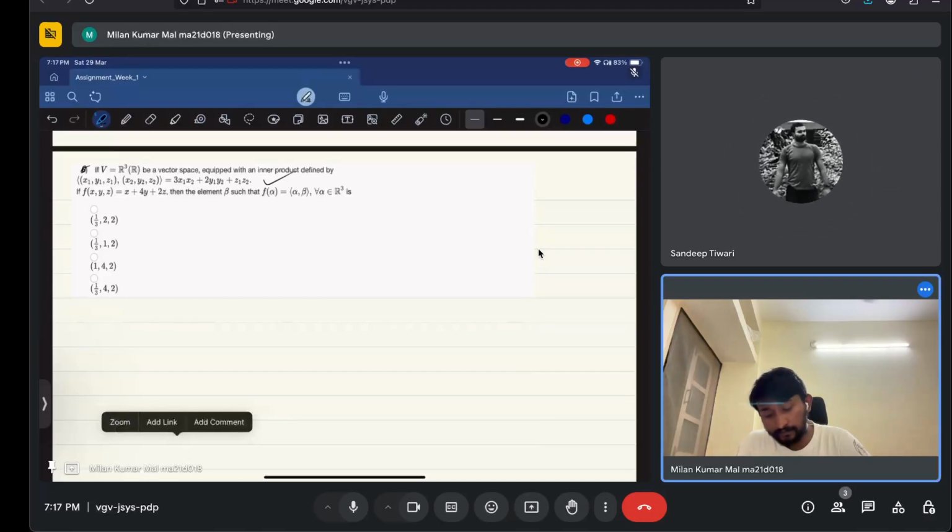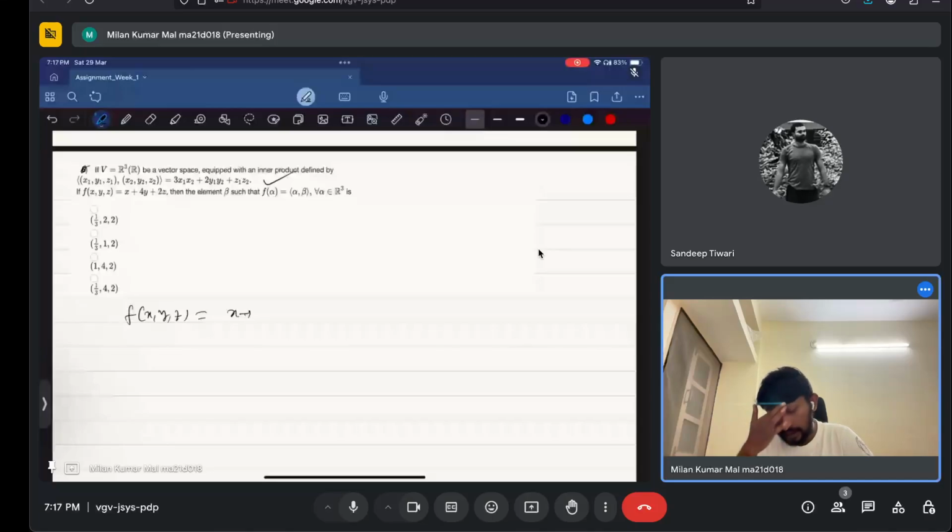Okay, here I think I should give a theorem. Let me write it. I should give a theorem that is a very interesting theorem.